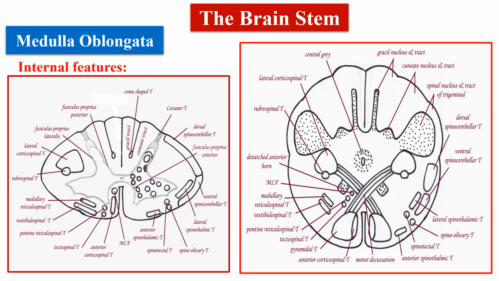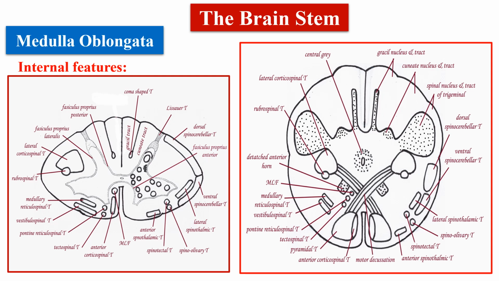What others? Gracile and cuneate are present, with the comma-shaped tract in between, and the ascending tracts, as I have discussed with you before, are arranged on the right side. On the other side, the left side, I can see the motor or descending tracts. Let's go to the right diagram.